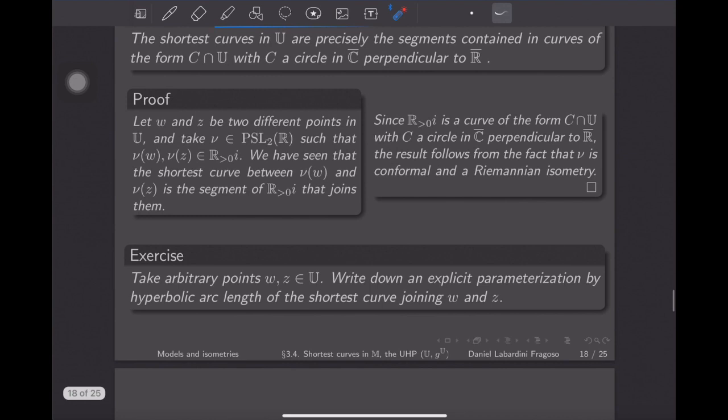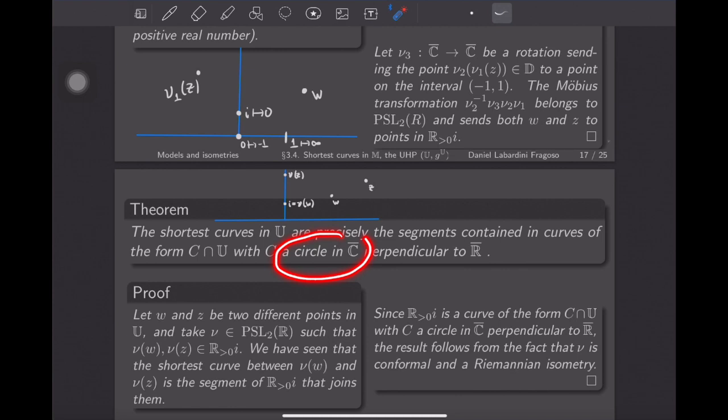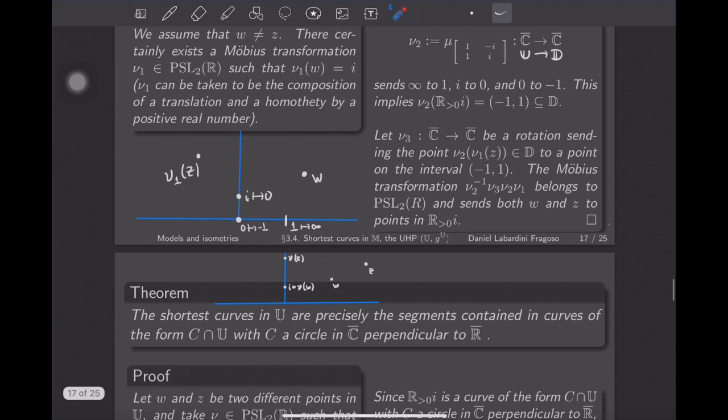Here is an exercise a little bit harder than the previous one. Take arbitrary points and write down the shortest curve joining them, but write it down using parametrization by arc length. It shouldn't be so hard, because the circles in C bar perpendicular to R bar are precisely either this type of circles, or just verticals, Euclidean vertical lines or line segments.